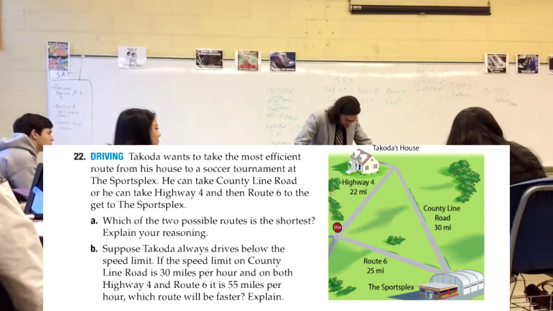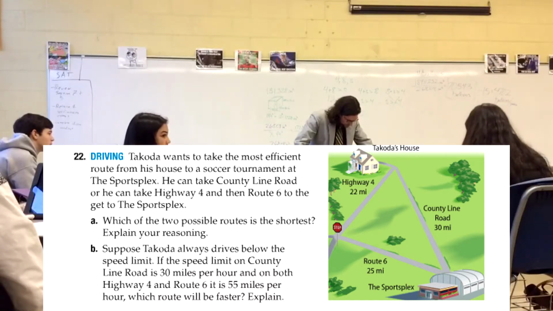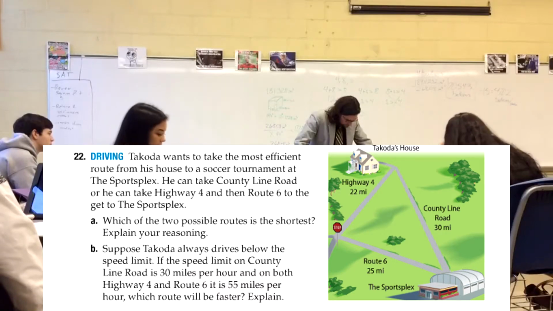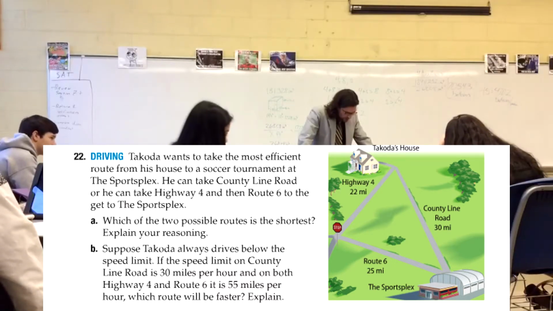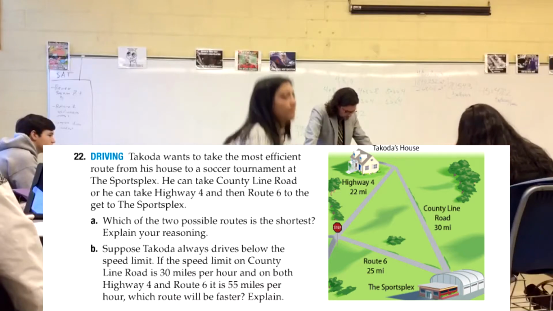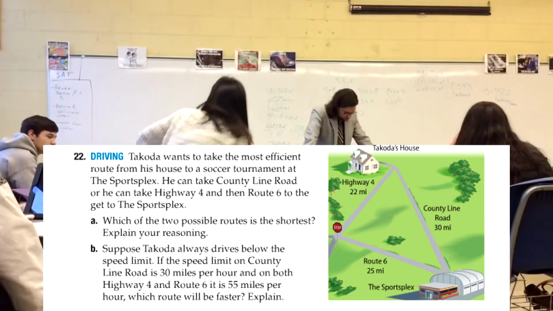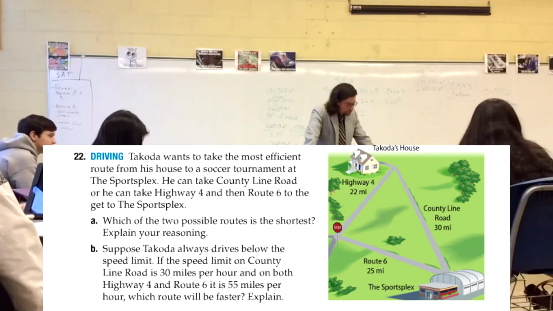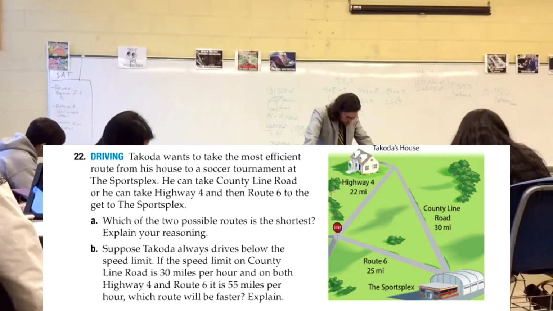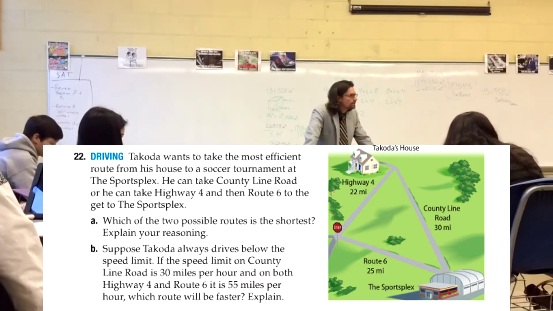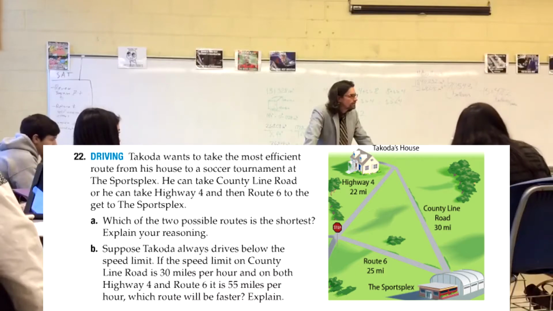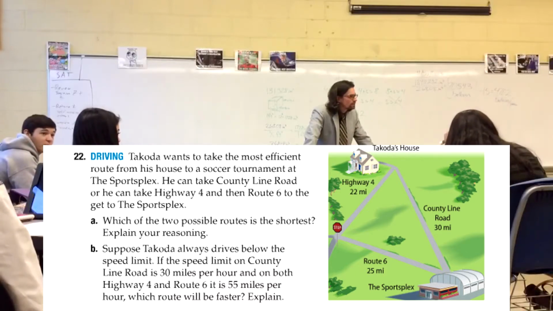He's going from his house to the sports complex, right? Yeah. So how many total miles would you go on Highway 4 and Route 6? 47 miles. And how many miles would you travel on County Line? 30. So it must be County Line Road.